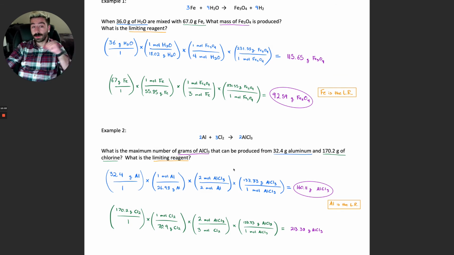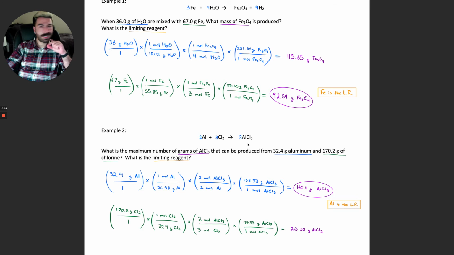So example 2. It says, what is the maximum number of grams of aluminum chloride that can be produced from 32.4 grams of aluminum and 170.2 grams of chlorine? What is the limiting reagent or reactant? It gives me the equation Al plus Cl2 yields AlCl3.